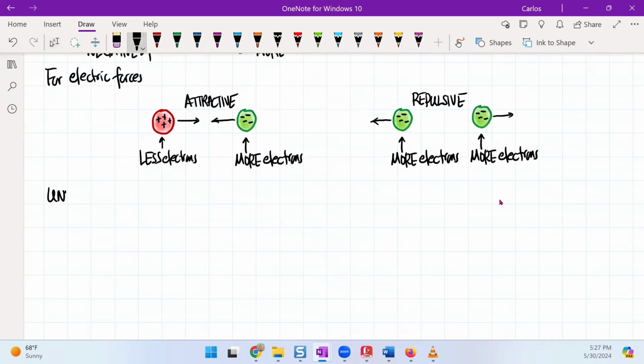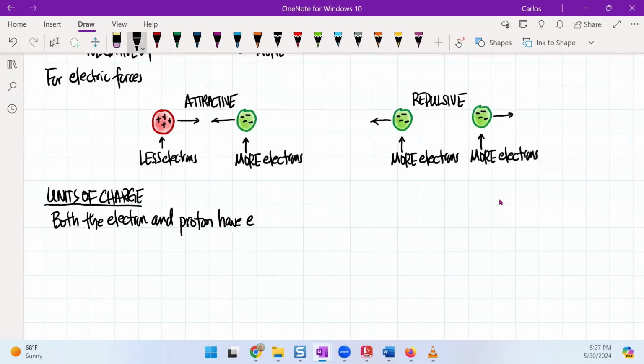Let's talk about the units of charge. Both the electron and proton have equal but opposite sign charge.